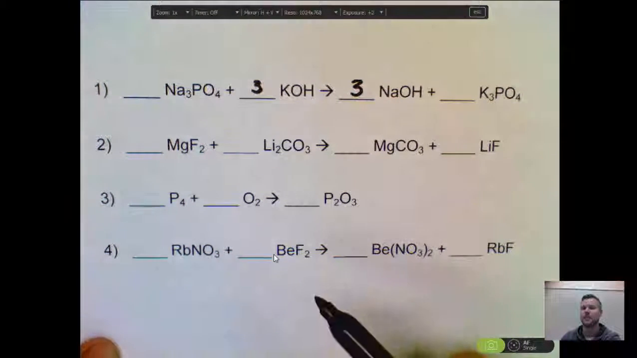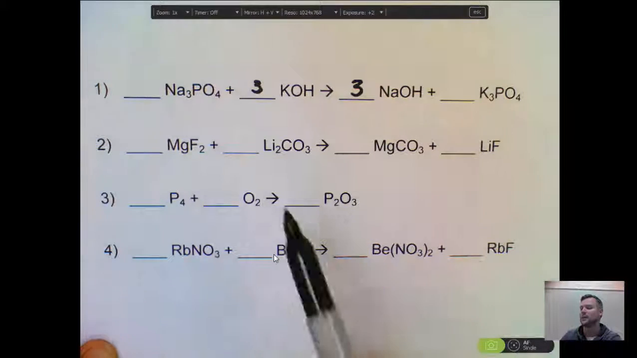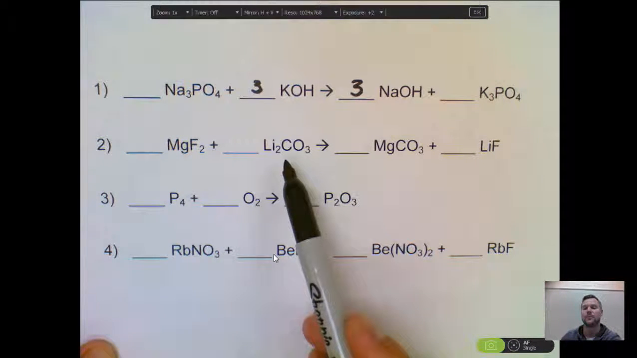A second problem, looking at the most difficult looking formula, to me, the lithium carbonate, the Li2CO3 is the most difficult.